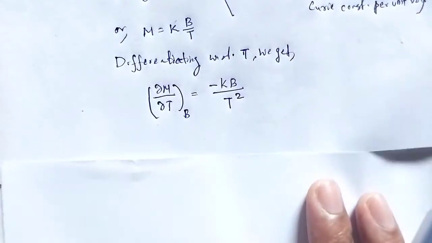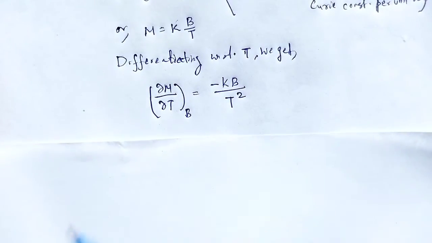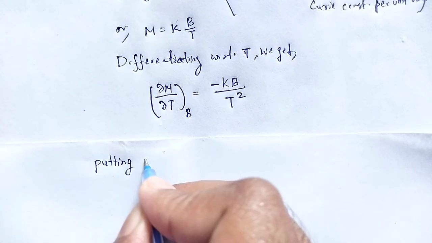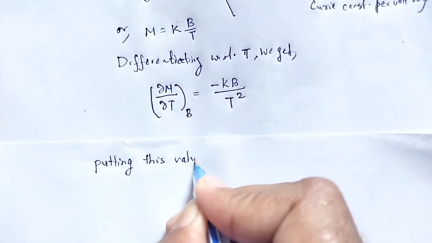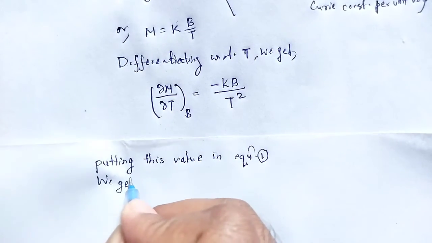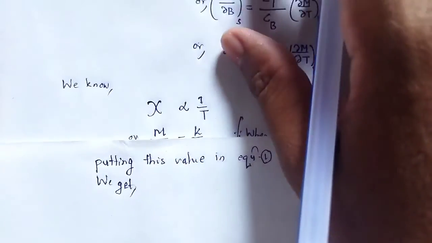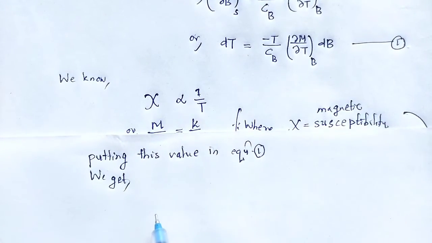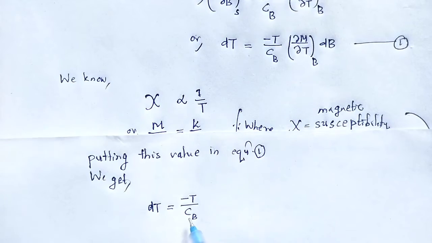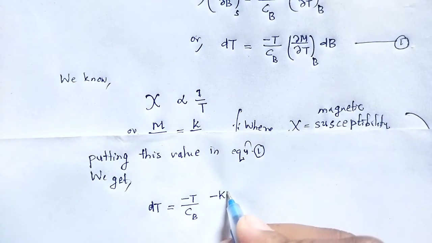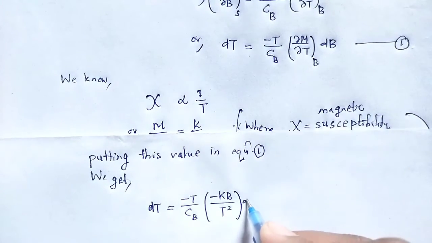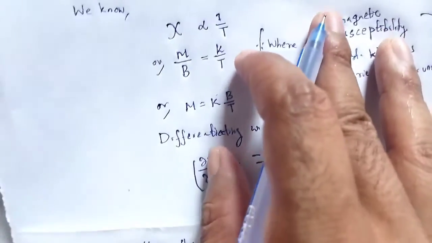what do we have? Putting this value in equation 1, it will be dT is equal to minus T by Cb times minus KB by T square into dB. Just put that value.